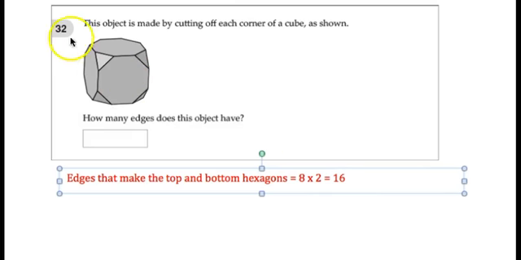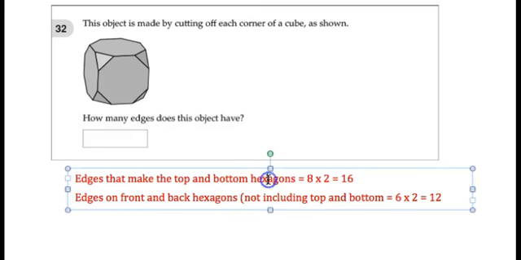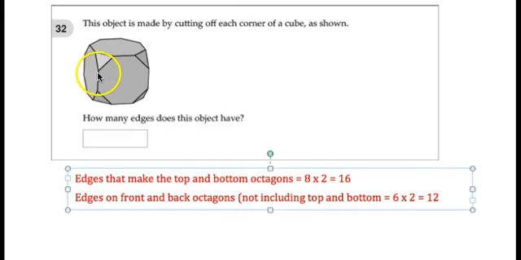So this front face and the back face will have 6 edges that have not been counted. So edges on the front and the back, not hexagons actually, they're octagons. As I said, we've got 1, 2, 3, 4, 5, 6. We don't count this one here and we don't count that one there. So that is the front octagon. We've got 6 edges here that haven't been counted and 6 at the back, so that's another 12.